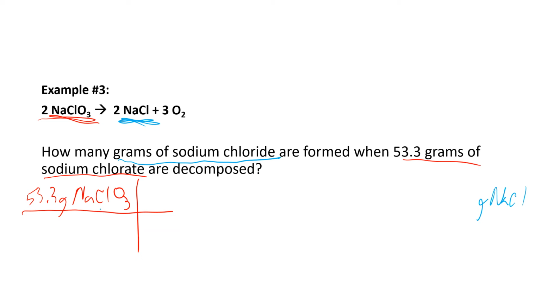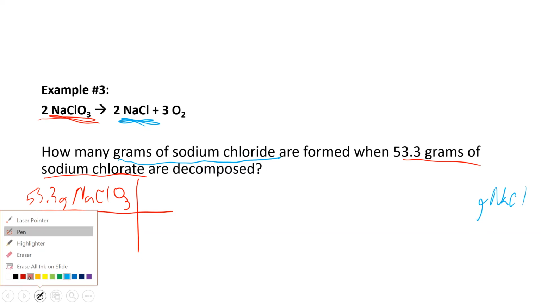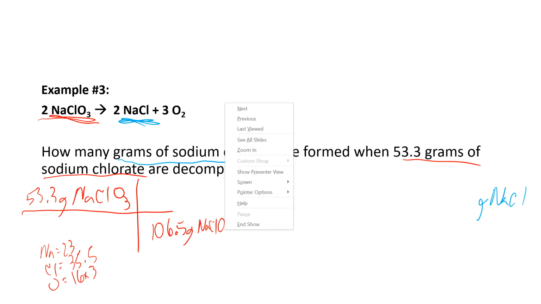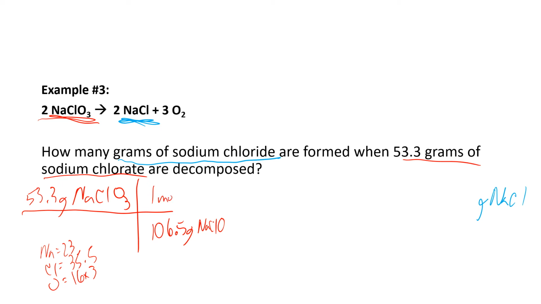So we need to use the periodic table, and we need to add up what 23 and 35.5 and 16 times 3 are. So sodium is 23 and chlorine is 35.5 and oxygen is 16, and there's 3 of those. And when you add all those up, what you get is 106.5 grams of NaClO3, and that's in 1 mole of NaClO3.